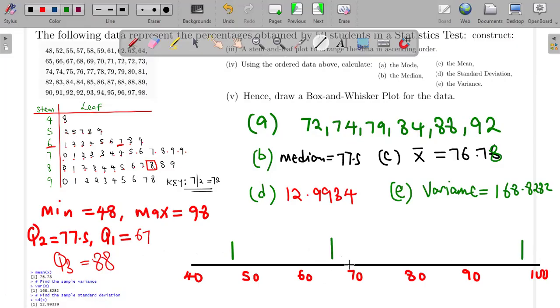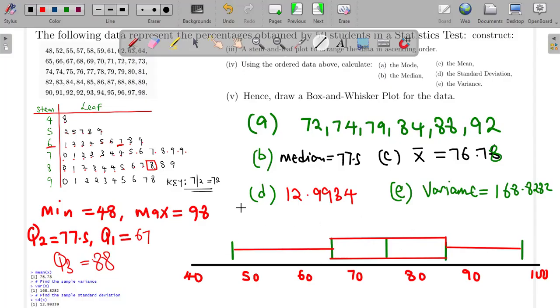Then Q2 is 77.5, so somewhere there. And then Q3 is 88, so somewhere there. Once you are done with this, you just join these. The three in between, you join them into a box like this. And then you go with a whisker to the other one. Also go with a whisker to the other one.